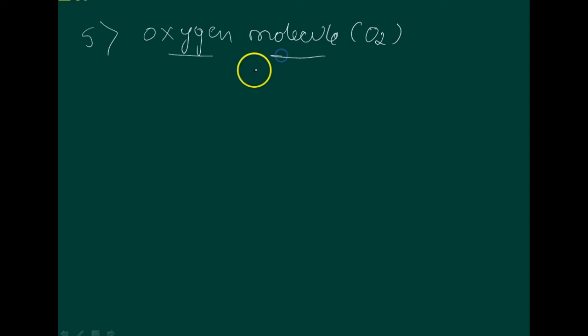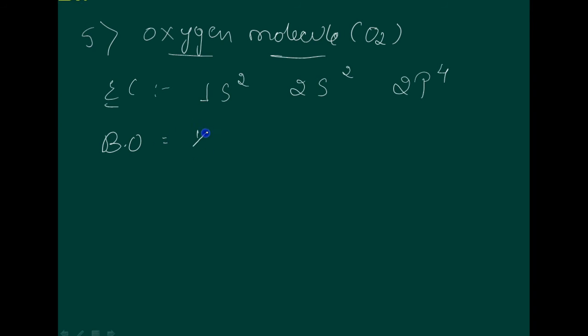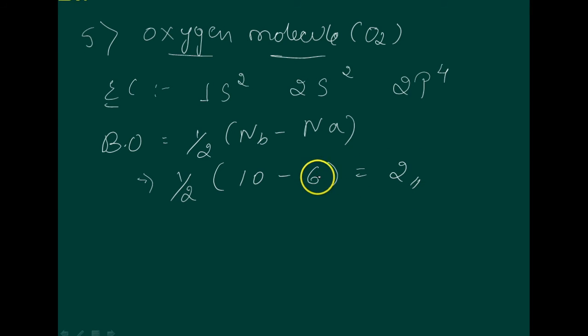Next, the fifth one is the oxygen molecule, O2. Its electronic configuration is 1s square, 2s square, 2p4. For bond order, half into Nb minus Na: 10 electrons are present in bonding and 6 electrons are present in anti-bonding, so it gives 2. The molecule is paramagnetic in nature.